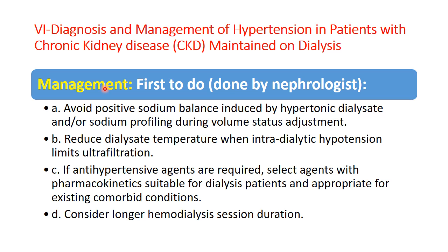How to manage hypertension in dialysis patients? First to do by the nephrologist is to avoid positive sodium balance induced by the hypertonic dialysate and or sodium profiling during the volume status adjustment. And it is also recommended to reduce the dialysate temperature when intradialytic hypotension limits the ultrafiltration.